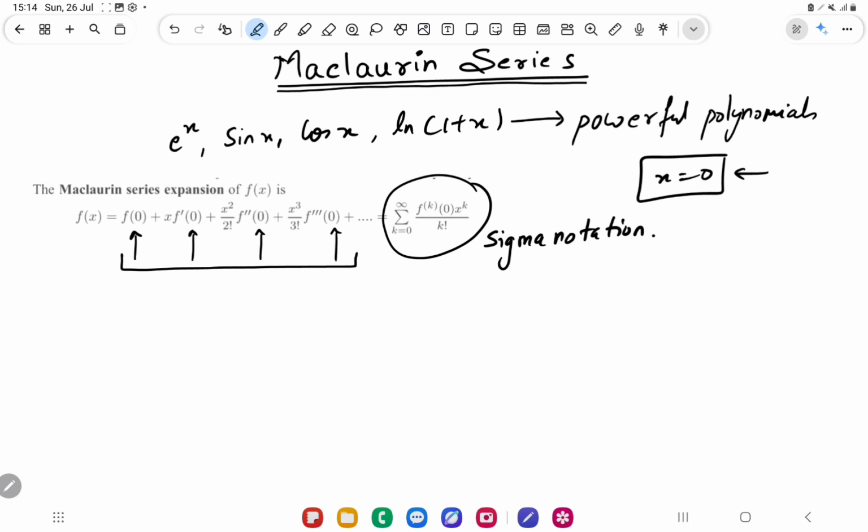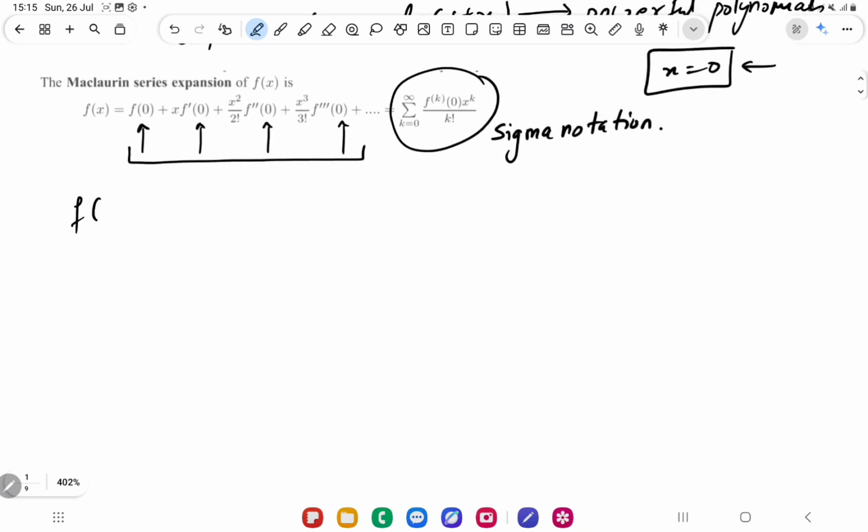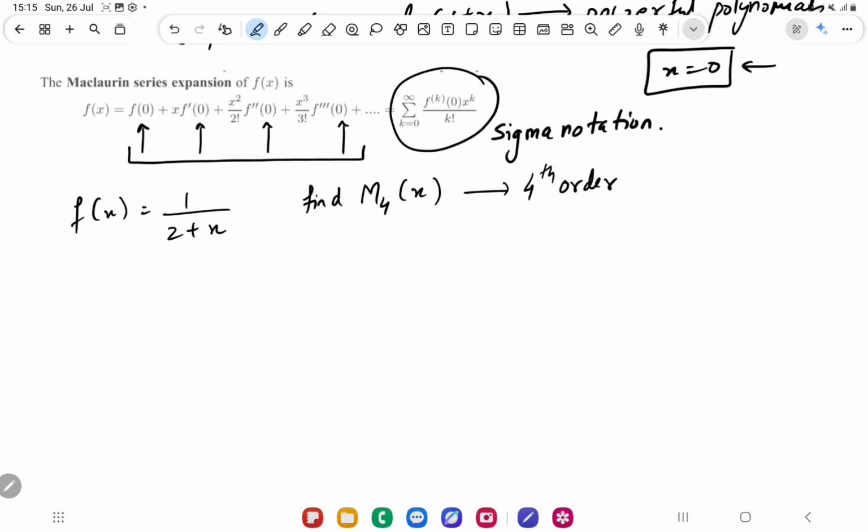Now let's take an example to better understand this. For example, I have a function f(x) equals 1 upon 2 plus x. Let's take this example, and now the question will say find M4(x). It means we have to find the fourth order Maclaurin polynomial.